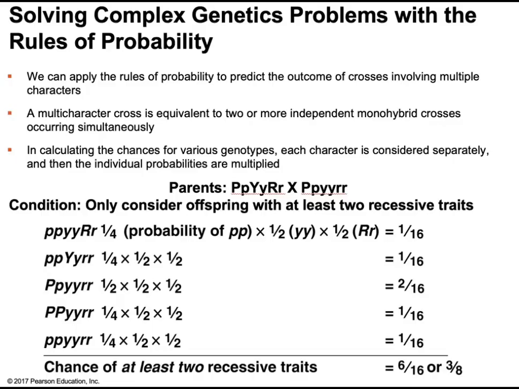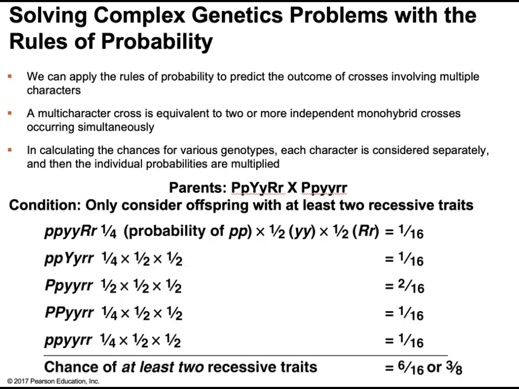We can apply the rules of probability to predict the outcome of crosses involving multiple characters. Again, characters are things like eye color and hair color. A cross with more than one character is just like 2 or more independent crosses occurring simultaneously. To calculate the chances for various genotypes, each character is considered separately, and then the individual probabilities are multiplied.